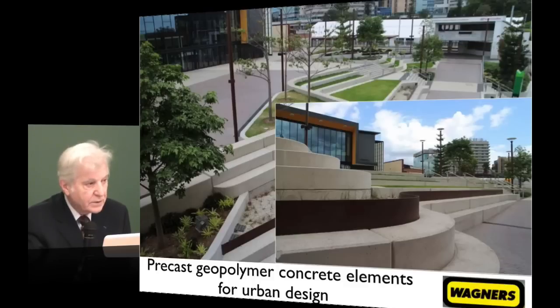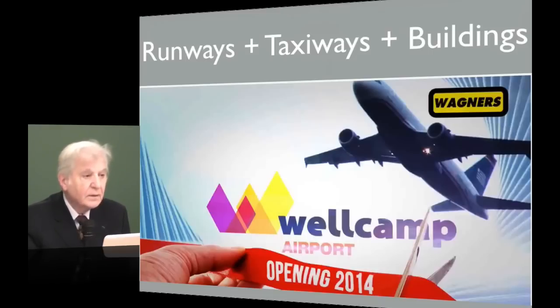But the implementation is becoming bigger and bigger. They are now involved in the entire regional airport in Brisbane, the second airport. It's practically finished. They have made with geopolymer concrete the entire buildings, the tarmac, and so forth. And the inauguration will take place this fall, 2014.